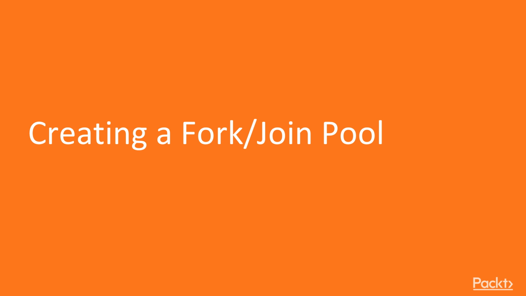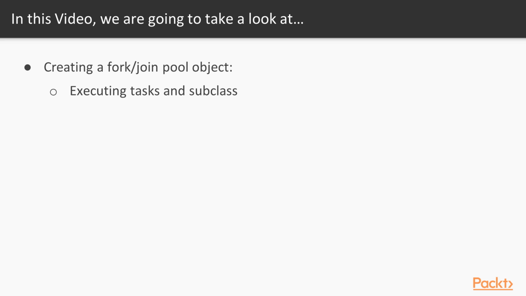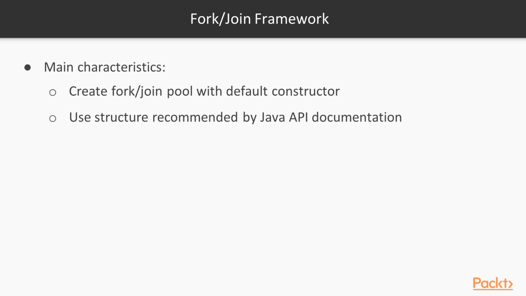Now we move on to the first video of this section that deals with creating a ForkJoinPool. In this video, we will create a ForkJoinPool object to execute the tasks and a subclass of ForkJoinTask which will be executed in the pool. Let's take an overview of the main characteristics of the ForkJoin framework.